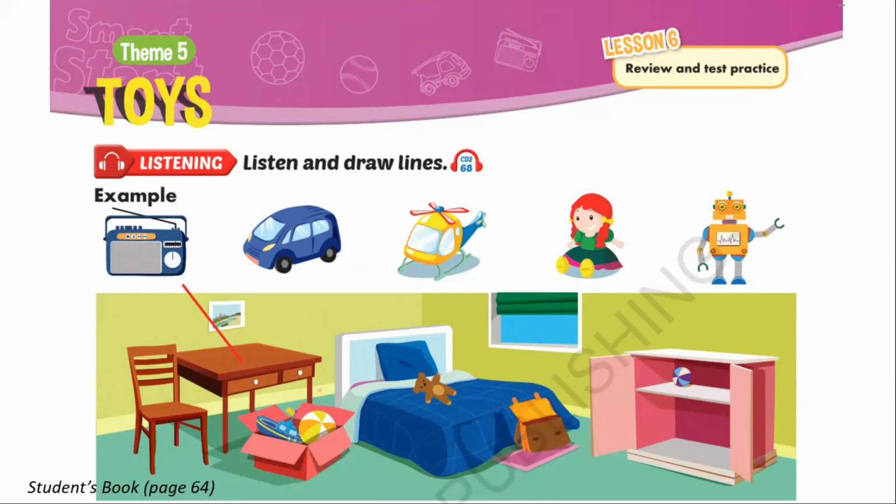There is one example. Where's the radio? It's on the desk. The radio is on the desk. Can you see the line? This is an example. Now, listen and draw lines.